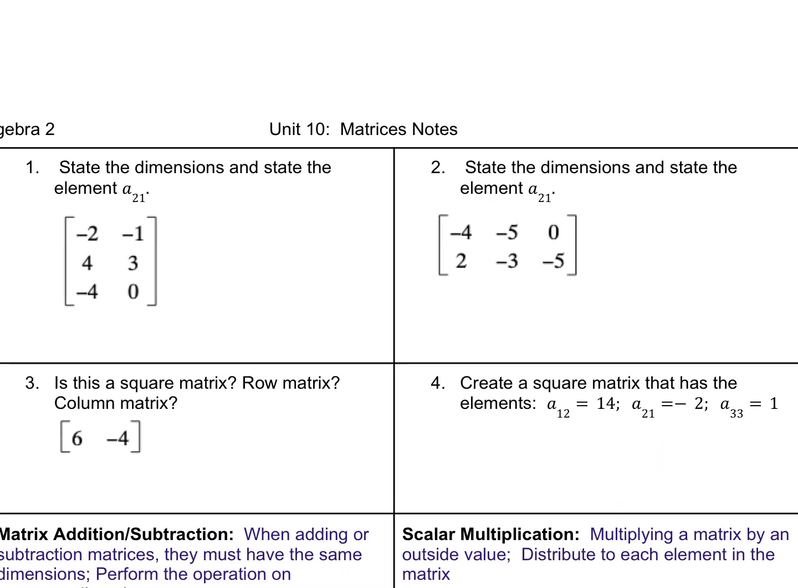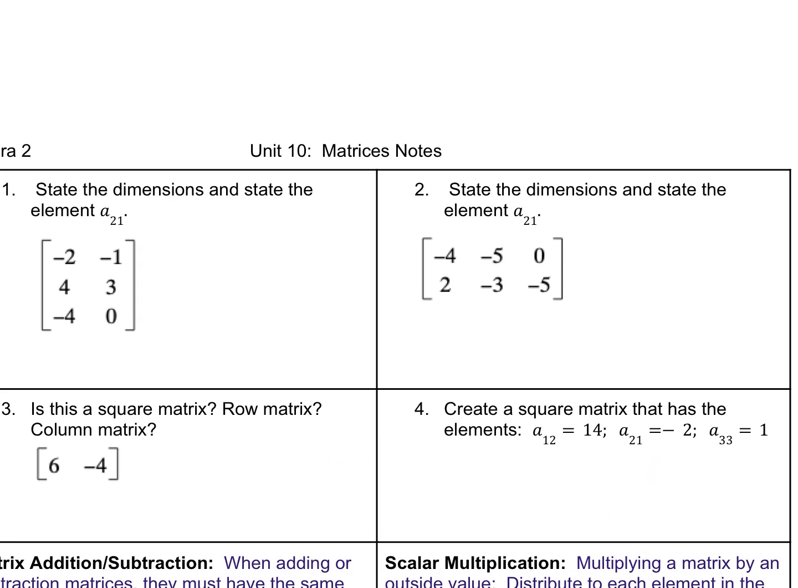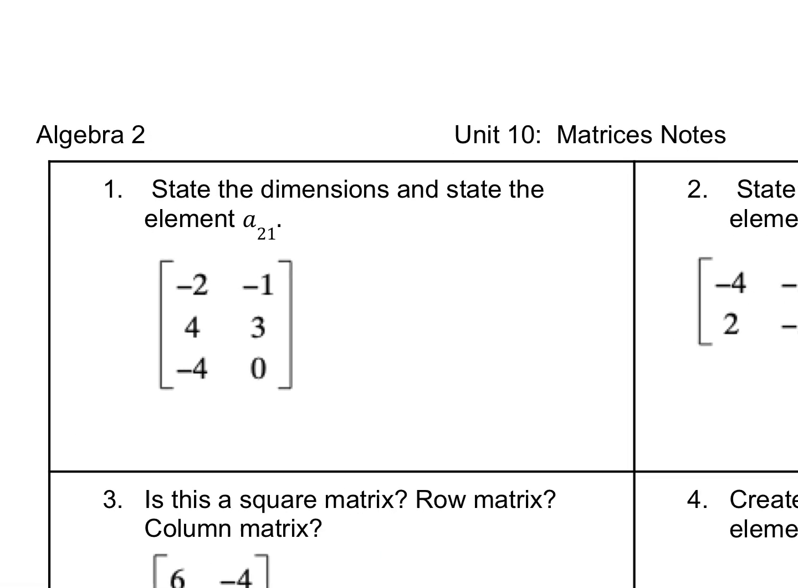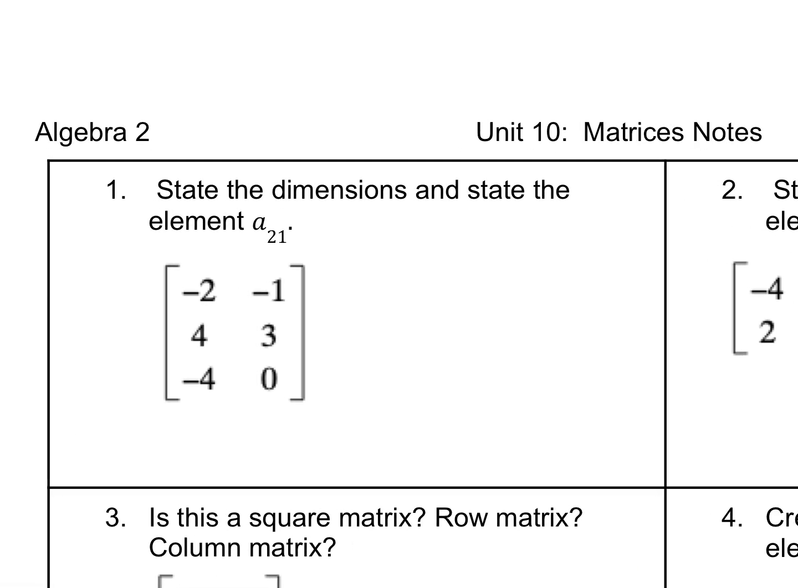Here are 4 problems. I'd like you to do this for me. I'm going to pause the video. All right, stating the dimensions. What are the dimensions of this? A 3 by 2. 3 rows by 2 columns. That's all that means. It's a 3 by 2 matrix. And then it asks me, what is element 2, 1? Yep, row 2, column 1 gives me 4. Good.